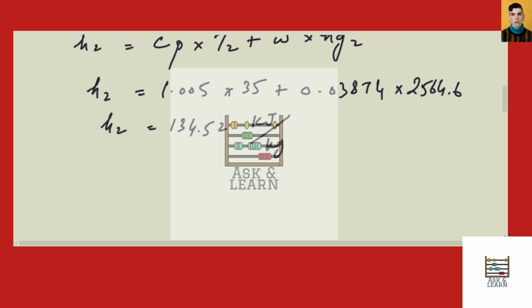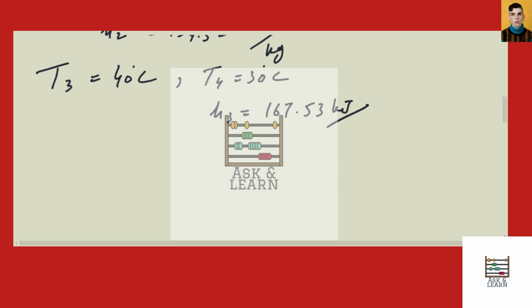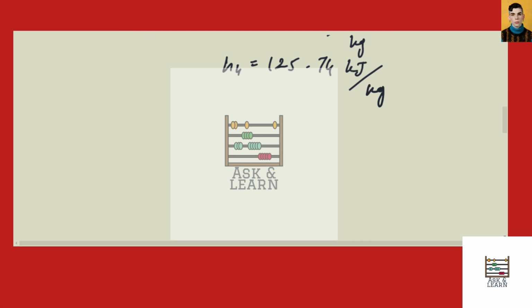We will also need the enthalpies H3 and H4. For the calculation, we will use the given temperature, that is T3, which is equal to 40 degrees centigrade, and T4, which is equal to 30 degrees centigrade. So H3 is equal to 167.53 kilojoules per kg, and H4 is equal to 125.74 kilojoules per kg.